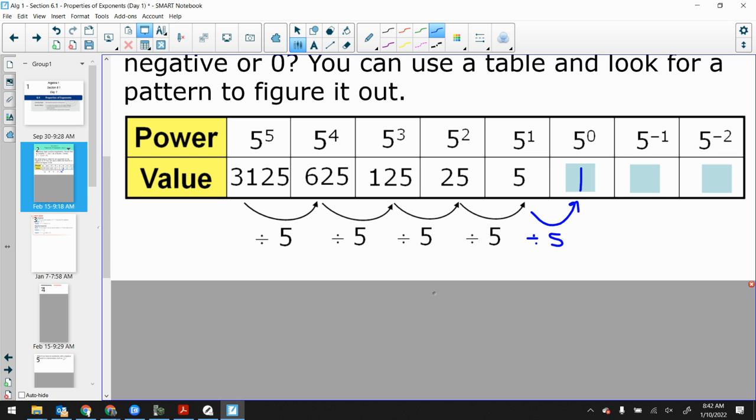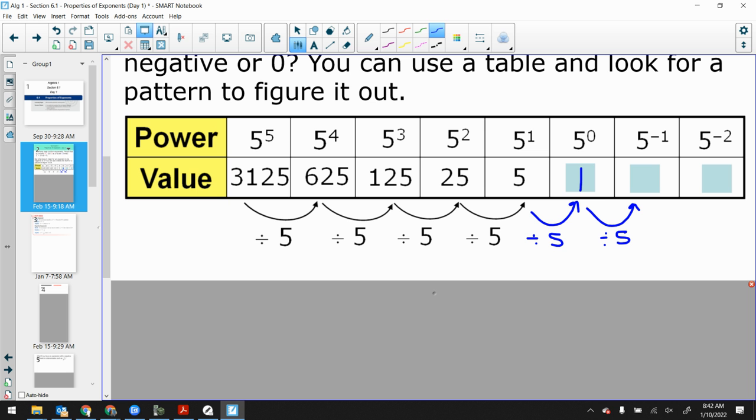And I could do this with any base. I could make this table with 3s, or 7s, or 2s, or any negative number as well. Okay. Now, what if I kept that going?